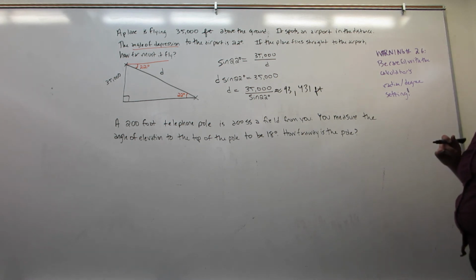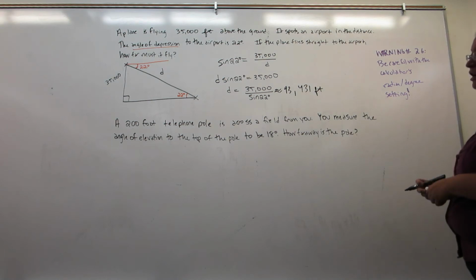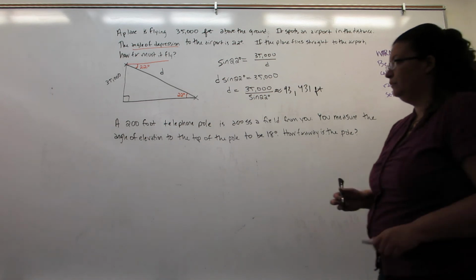Now, my second question. A 200-foot telephone pole is across a field from you. You measure the angle of elevation to the top of the pole to be 18 degrees. How far away is the pole?